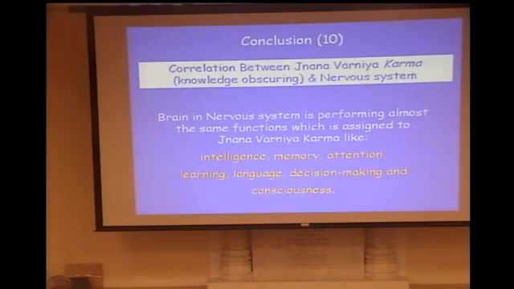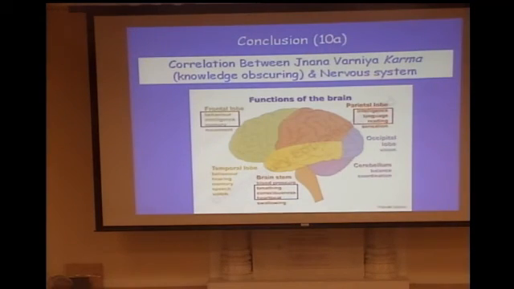Correlation, Jnana-Varniya karma: the brain and nervous system perform almost the same functions assigned by Jnana-Varniya karma. Intelligence, memory, attention, learning, language, decision making, consciousness. This is all Jnana-Varniya karma. Mati jnana, shruta jnana. How much we can remember has to do with memory and intelligence. We saw this correlation between Jnana-Varniya karma and the nervous system.